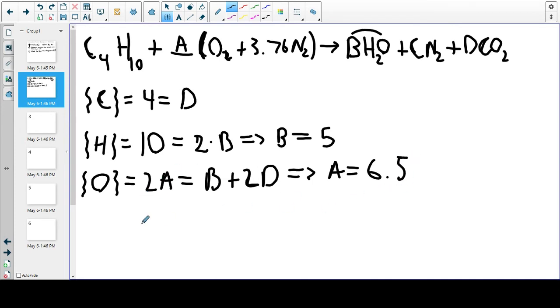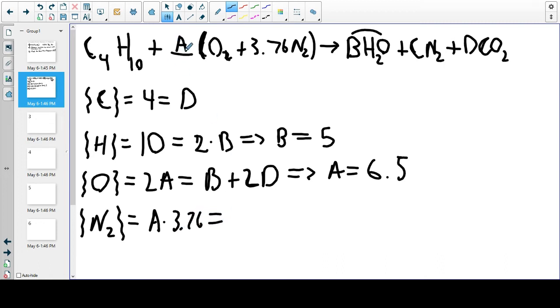And then the last part is to do the nitrogens. And now this one, I'm going to do diatomically because it just makes sense to do it like that. Look at the left side of the reaction. We have A times 3.76, 0.76. That's how many on the left side.